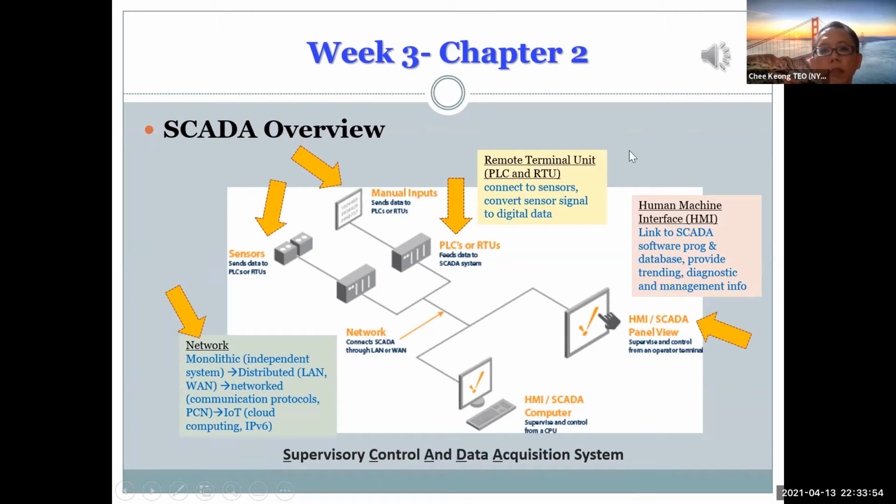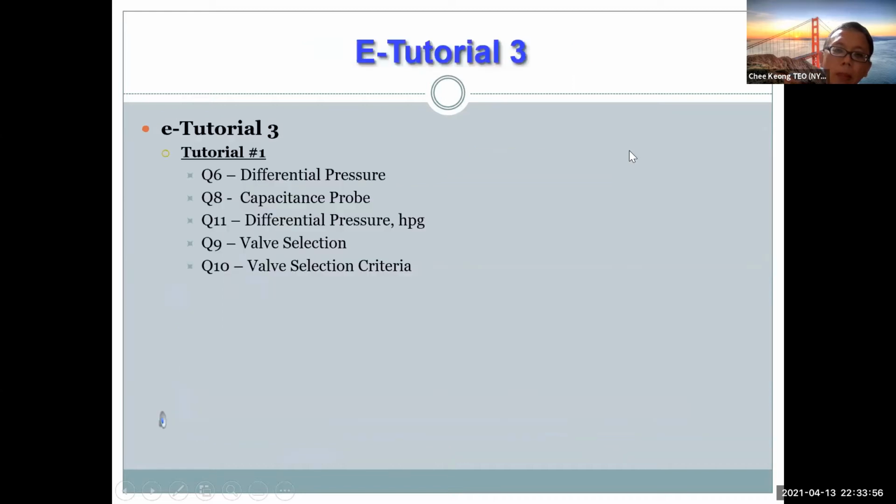Okay, so this page is pretty simple. With that, we complete chapter 2. Please proceed to watch the tutorial. Now, this is tutorial 3, the last part of chapter 2.